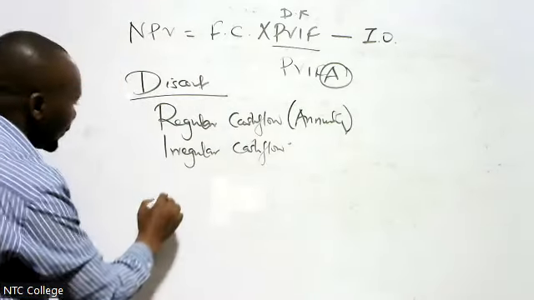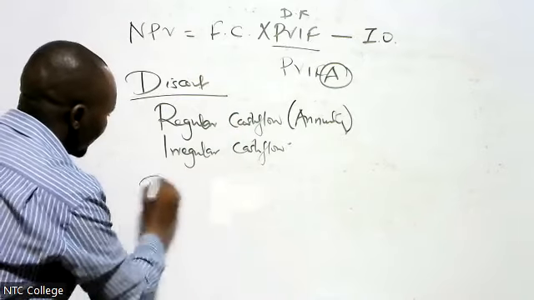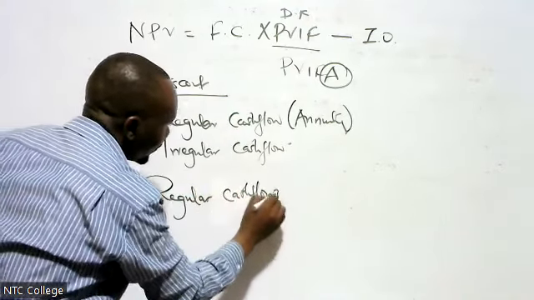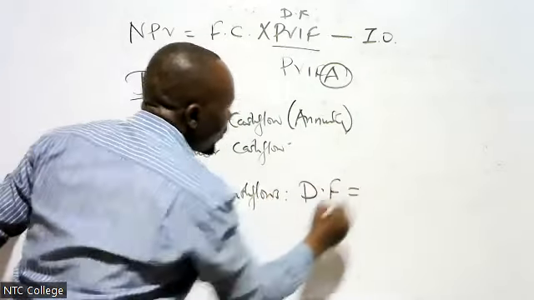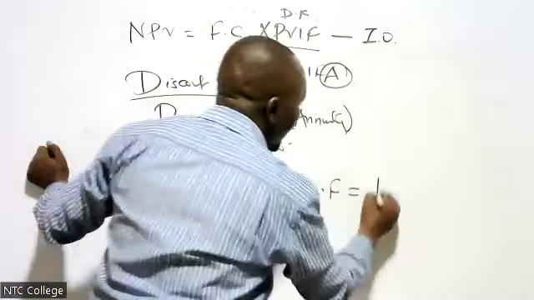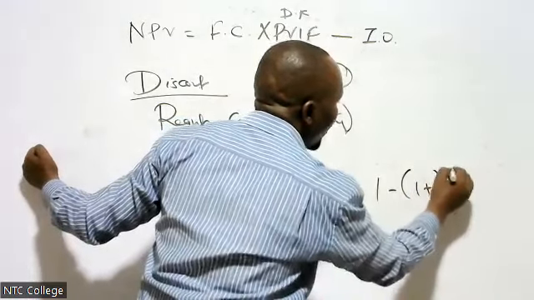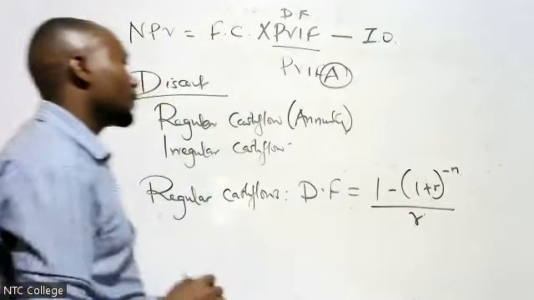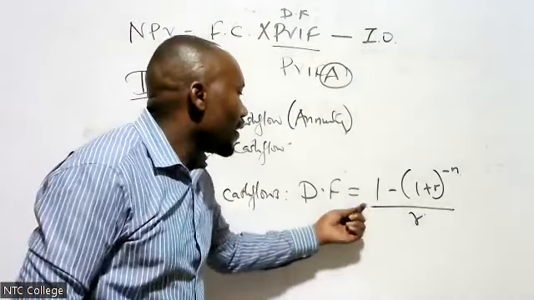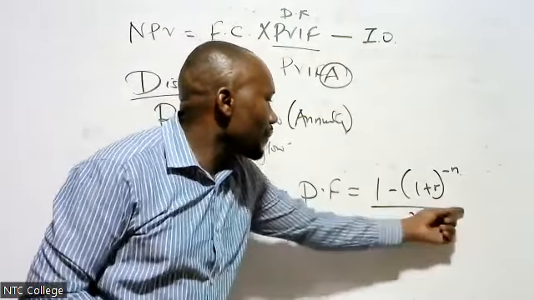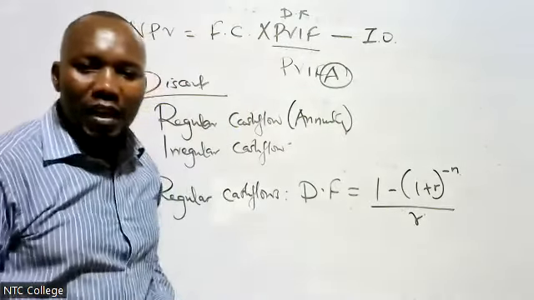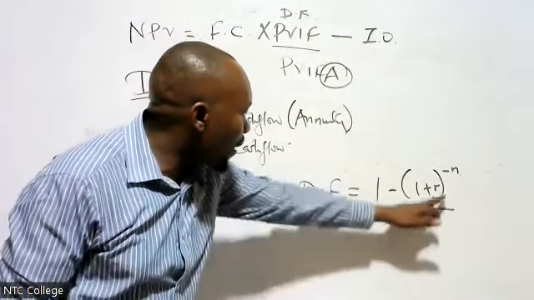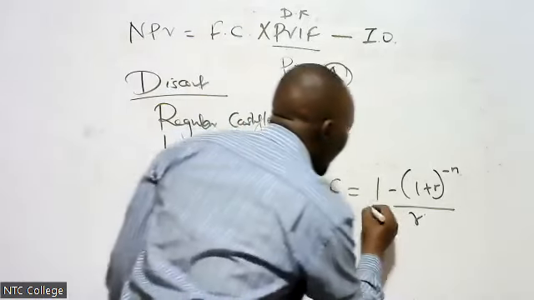For regular cash flows, discounting factor is gotten by 1 into 1 plus R into 1 minus N all over R. Remember, this R is under the whole of this. When I was young, when I was still learning this, I used to have 1 outside, so I would put R over this alone, and that is a mistake. It is over the whole of this.